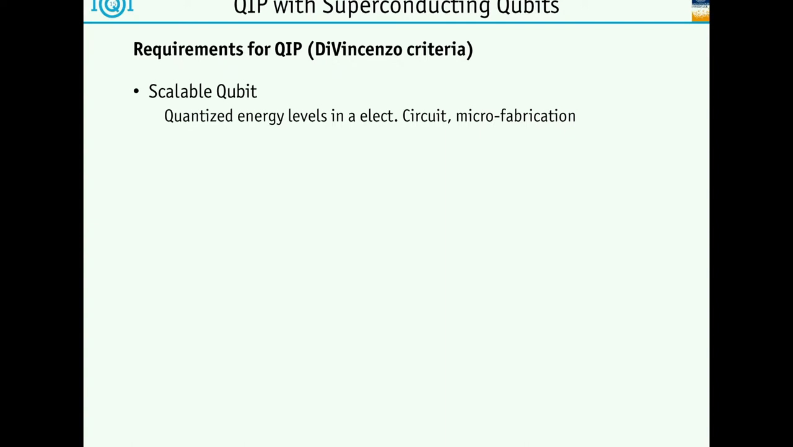Well, it turns out, I'll show you in a little bit, that we'll have that because we have quantized energy levels in these electrical circuits, and we can make them actually very scalable because we have microfabrication.